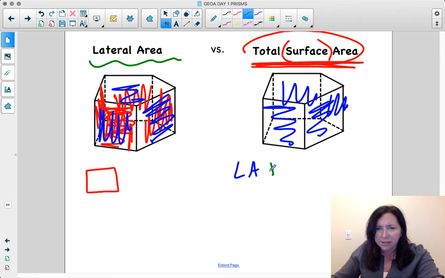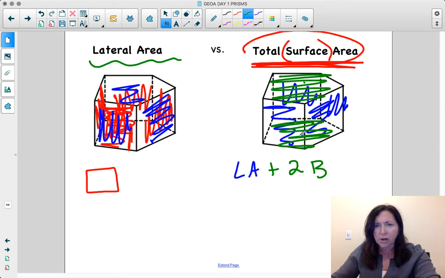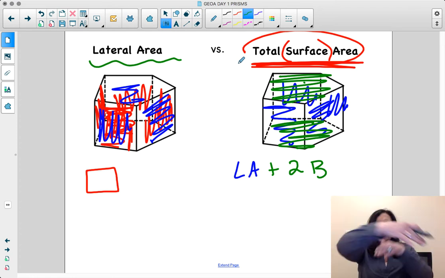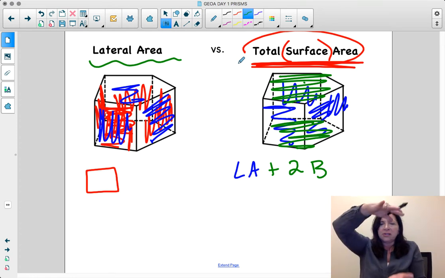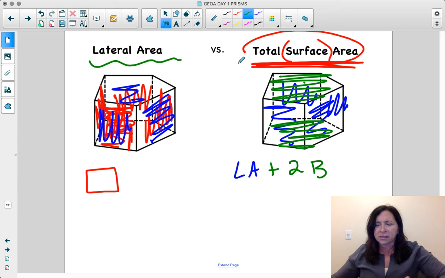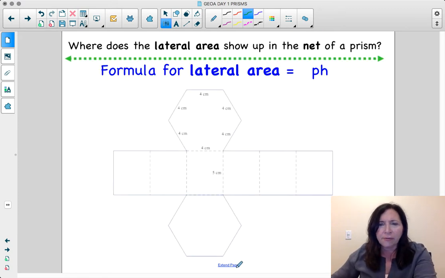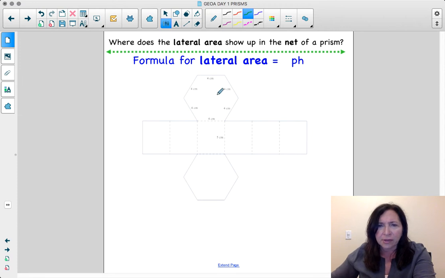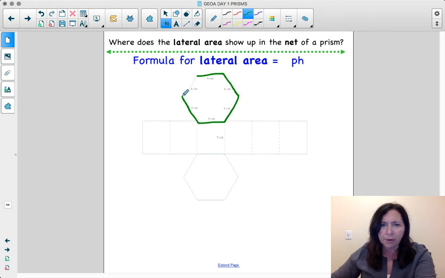Total surface area is the lateral area, which is the sides, plus the two bases. So we've got this base here and this base here. So basically, if I want the total surface area, I'm going to find the area of all the sides going around plus the area of the two sides, top and bottom, which are my bases. Now, we do have a formula for lateral area. The lateral area is basically the perimeter of one base times the height of the prism.